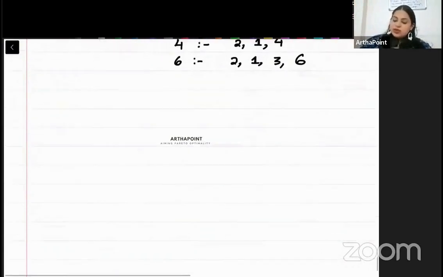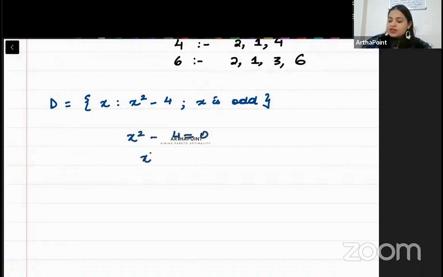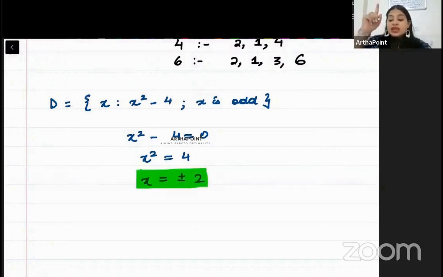Achha, come to the next example now. D. D says x is such that x square minus 4, but x is odd. Then beta, this is also an empty set. Because if x square minus 4 is 0, then x square will be 4, then x will be plus minus 2. So x will be plus minus 2. So beta, this is even, x is not odd, so this is incorrect. ठीक है जी, clear हो गई एकदम बात.